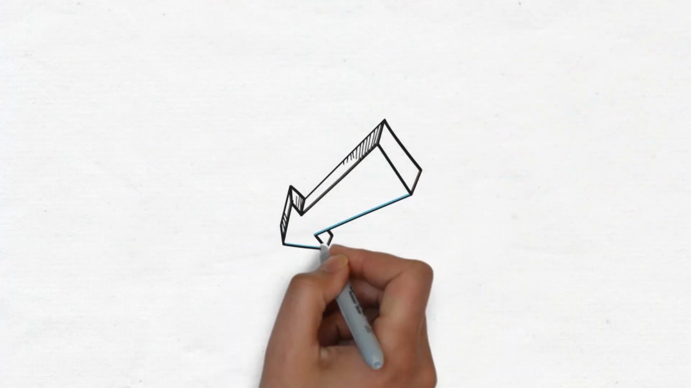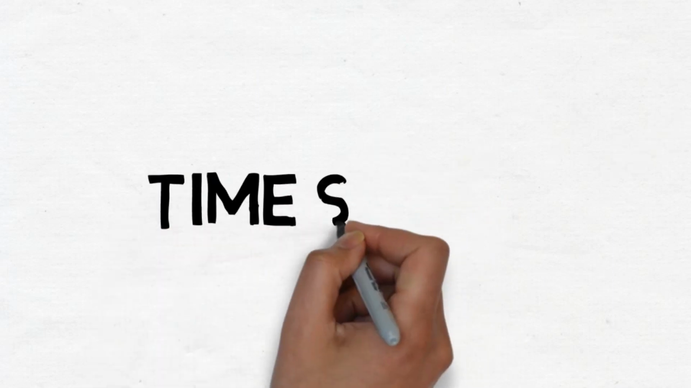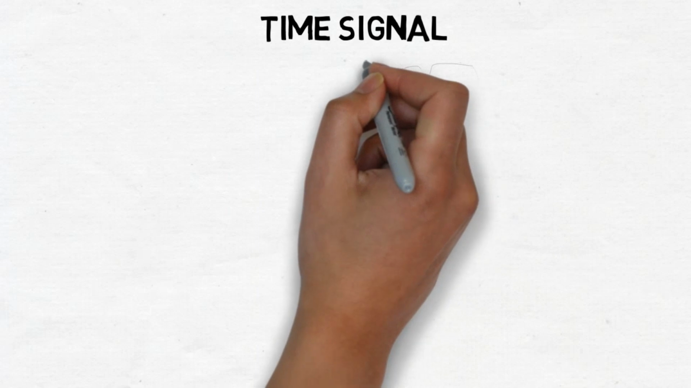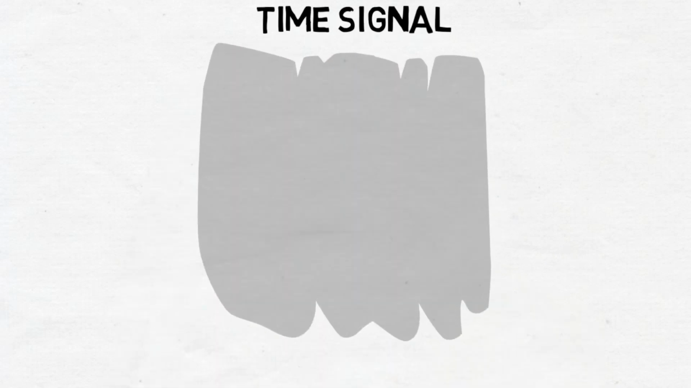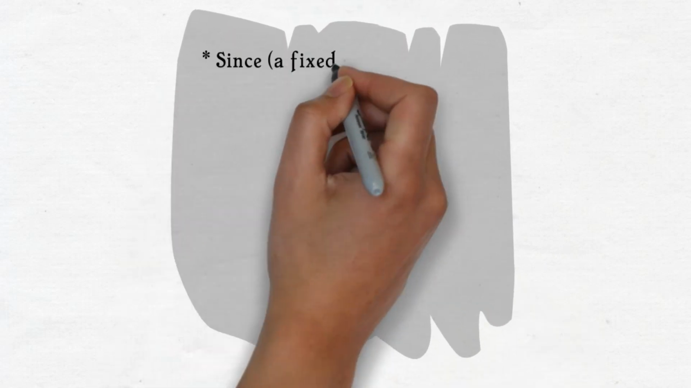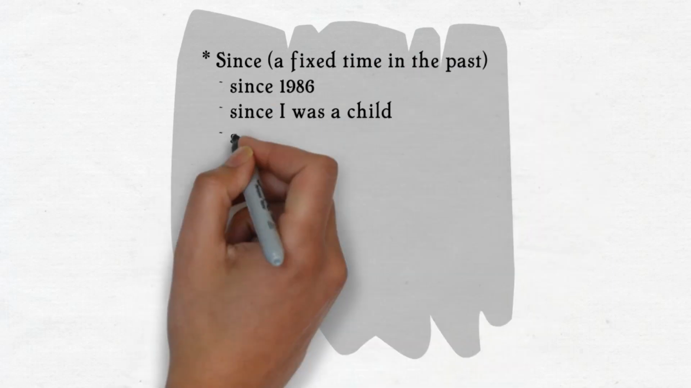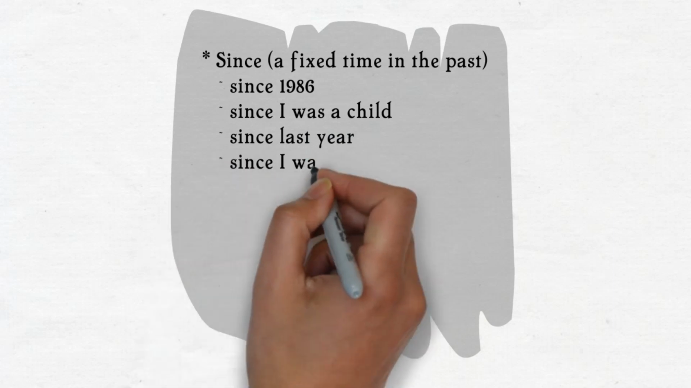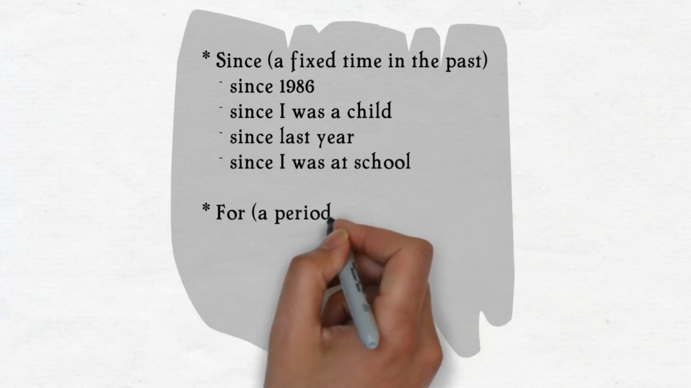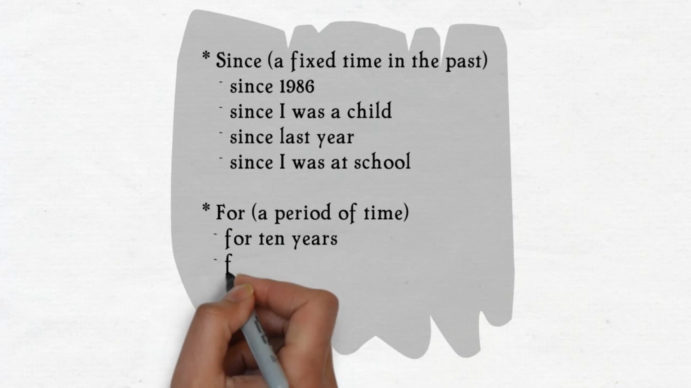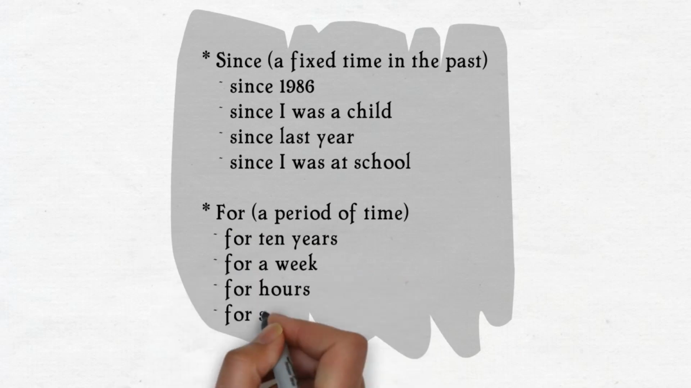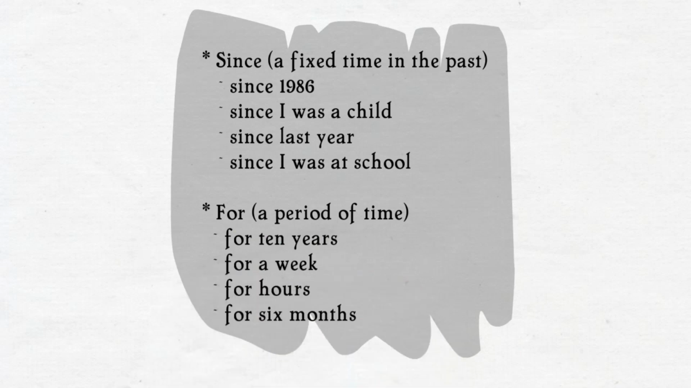The next is time signal. Present perfect uses this time signal to complete a sentence. We often know two words. Those are since and for. Since, a fixed time in the past. For example, since 1986, since I was a child, since last year, since I was at school. And for, a period of time. For ten years, for a week, for an hour, for 6 months.